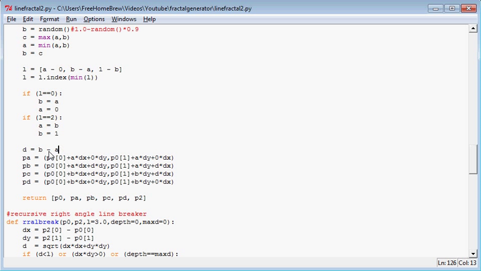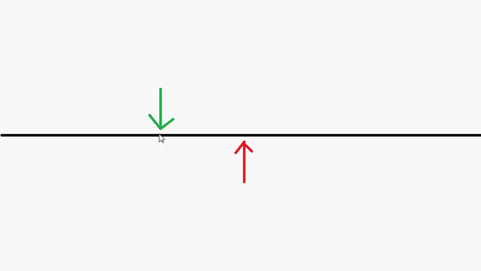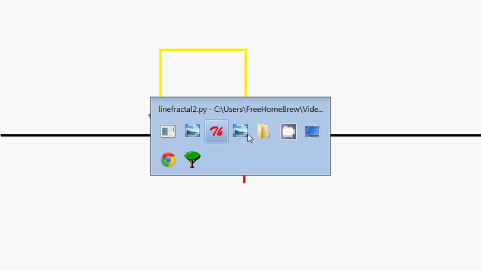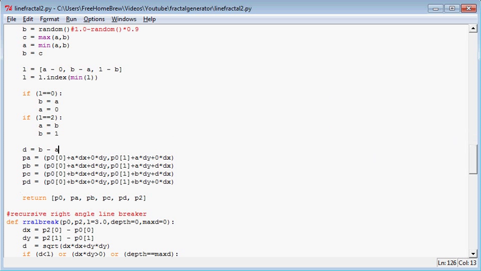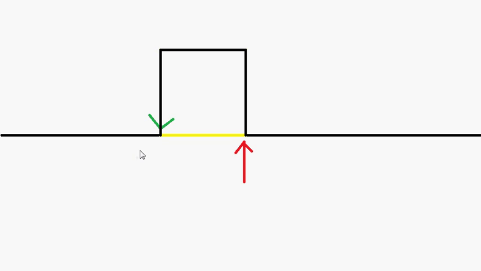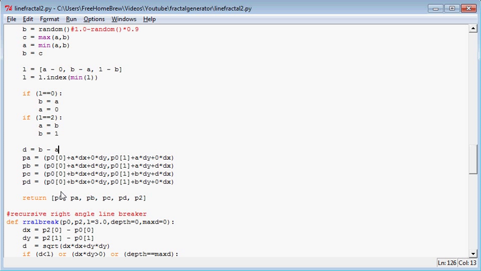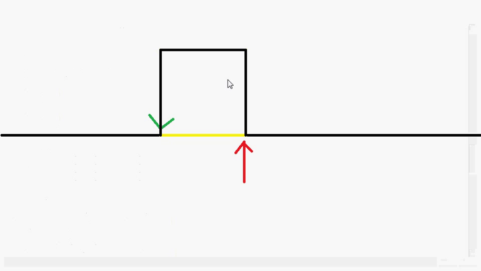These are the fun computations. Let's see, we've got point 0, which is this one, then A, B, C, and D, and point 2. And we take lines between those. See, this line, this line, this line, this line, and this line. So those are these lines.